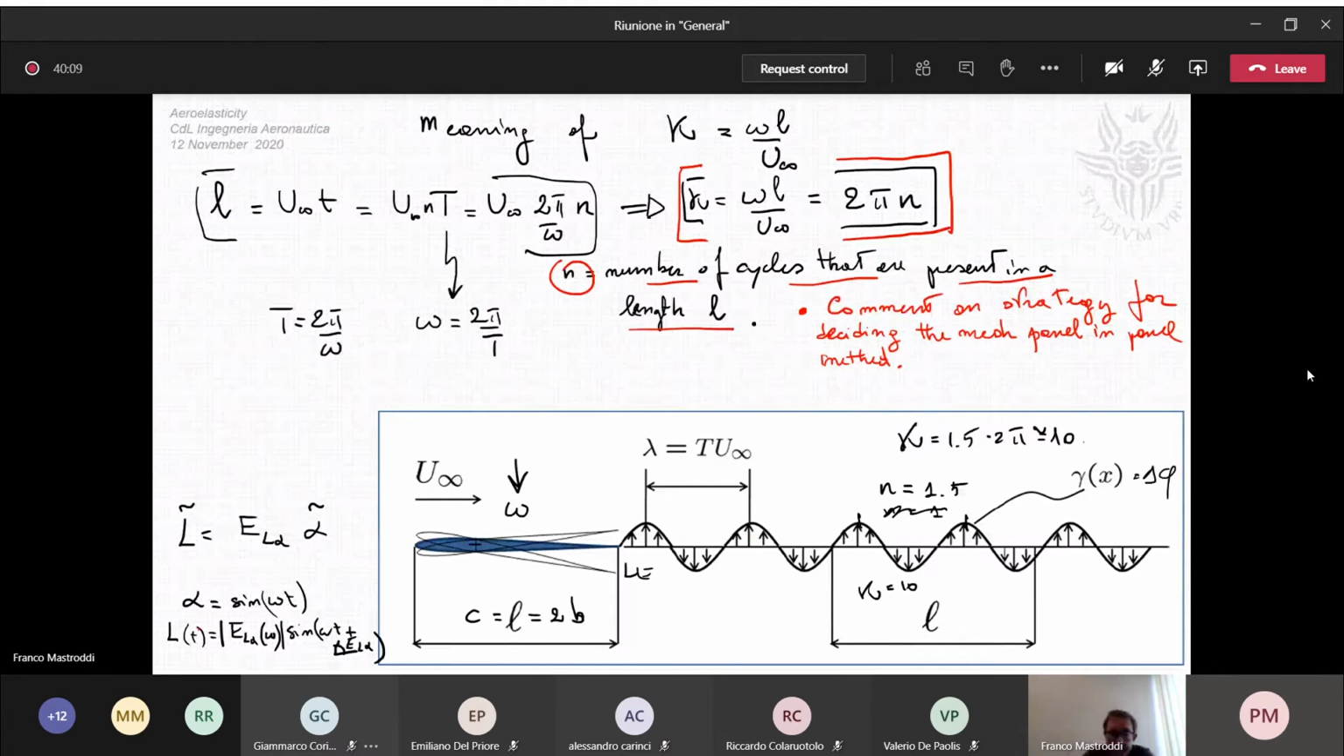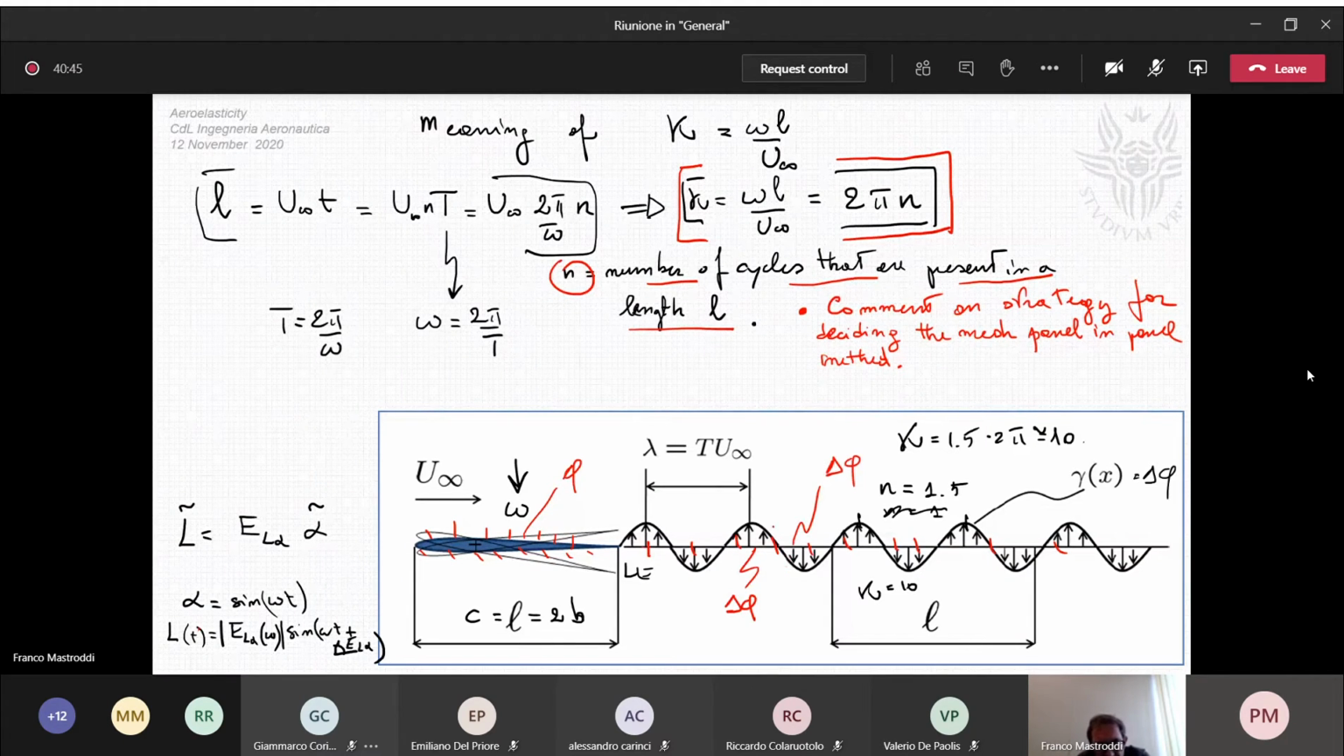Imagine deciding a strategy for discretizing this airfoil by dividing the airfoil in panels like this: panel, panel, panel, panel, panel, panel, panel, panel. And also the wake. Divide the wake in panels. In each panel of the wake, you should have a delta phi quantity here, and you have a phi on the body panel.